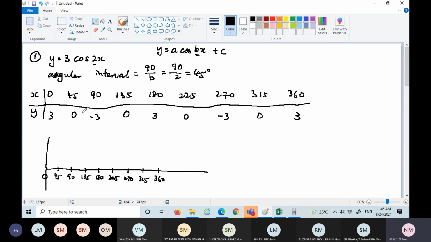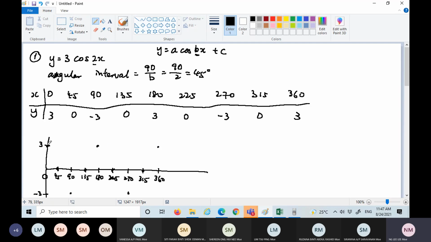Okay, so I have a 3 and negative 3, and then 0. So I have 0, 3. You got to write. Some of you doing the pretest, you didn't label this. I don't know. This one all got marked one. Okay, then you can start to plot the point. When 0 is at 3 and 45 is at 0, then when 90 is a negative 3, 135 it will go back to 0, then this one is 3 again, 0, negative 3, 0, and then 3.